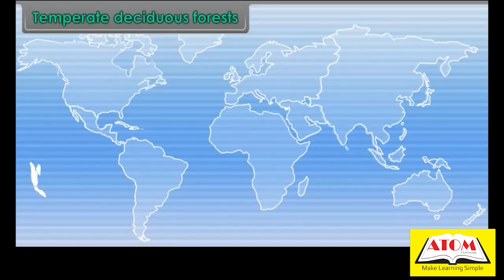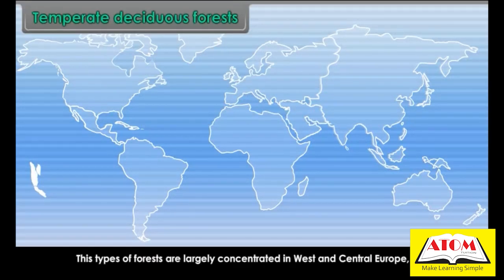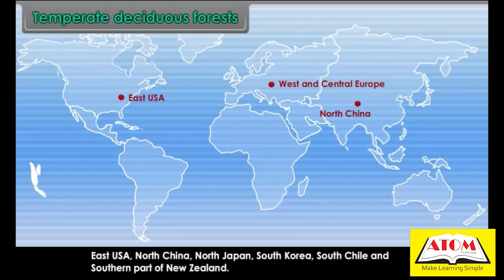Temperate deciduous forests. This type of forest is largely concentrated in West and Central Europe, East USA, North China, North Japan, South Korea, South Chile and southern part of New Zealand.